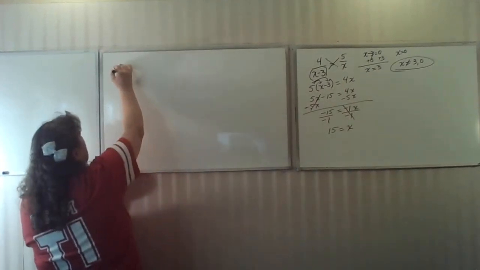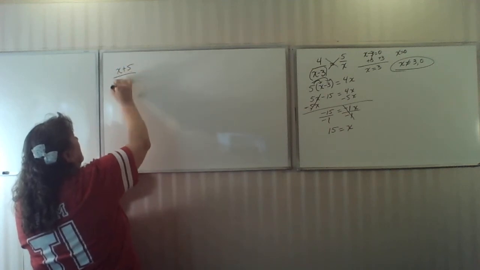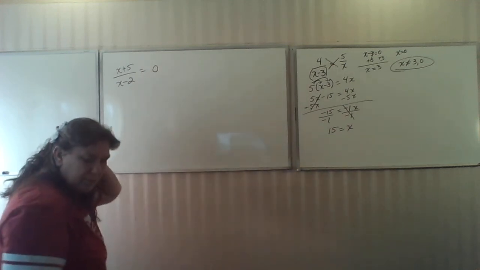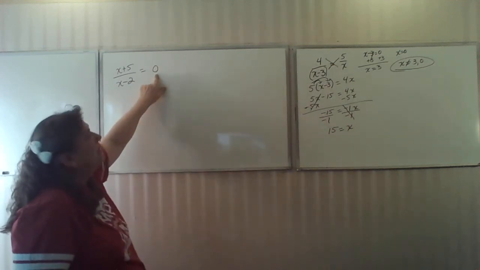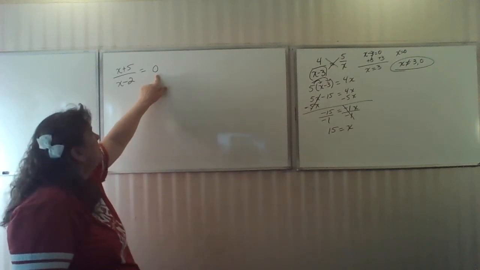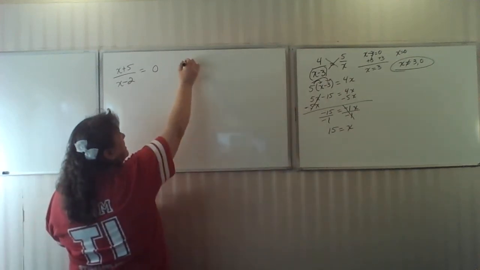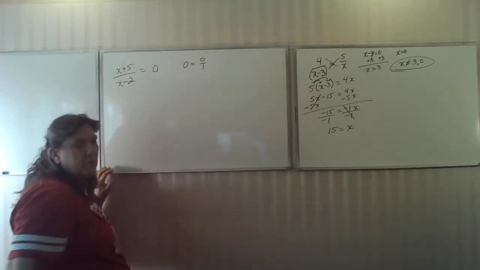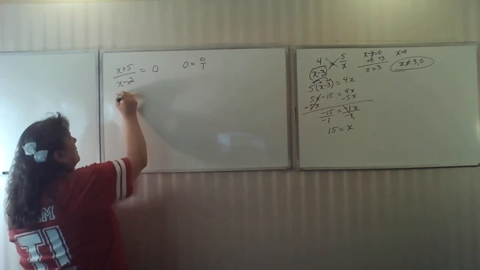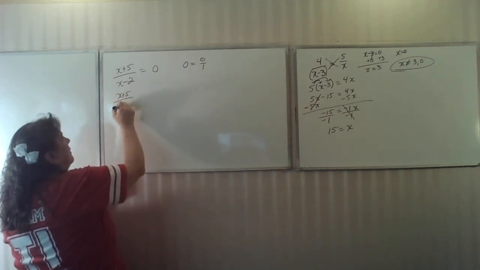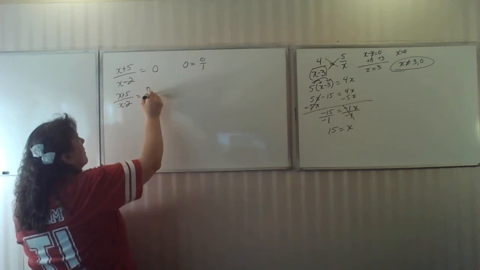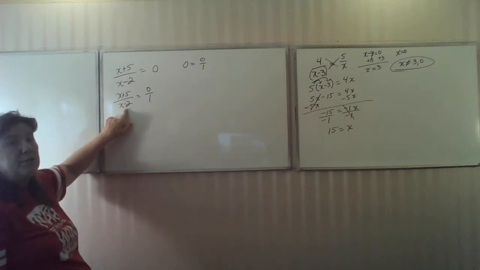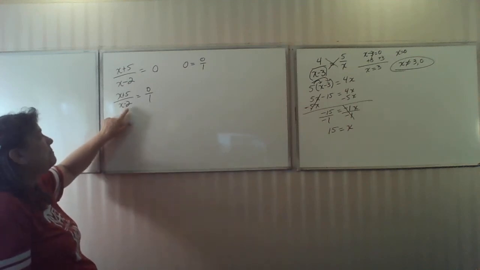So let's look at this one. x plus 5 over x minus 2 is equal to 0. Now, whenever we have a whole number like this on one side, we need to change that into a fraction. Since 0 equals 0 over 1, we're going to replace that 0 with a 0 over 1.